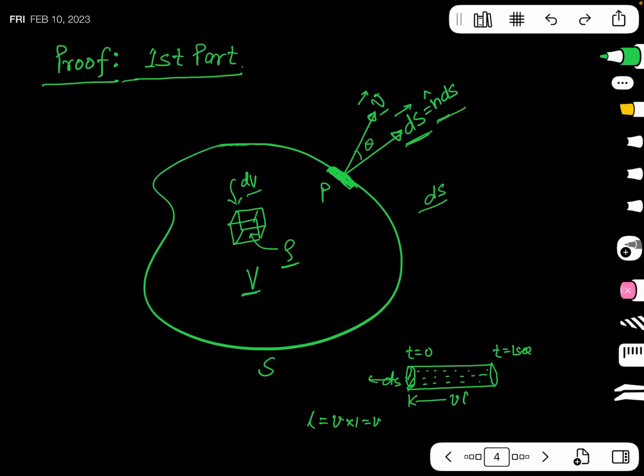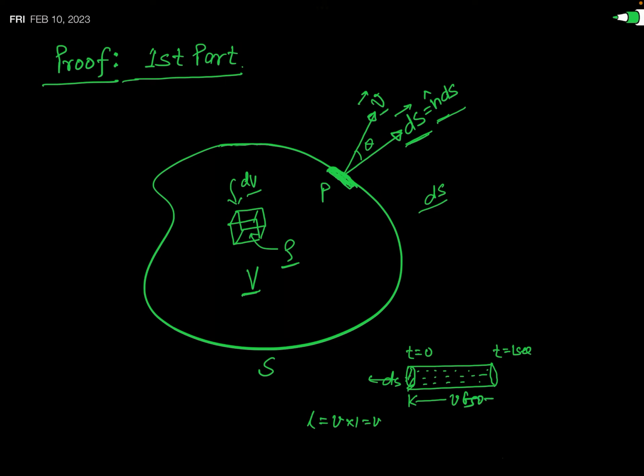This is v cos theta. Okay. Or if you take the component of this area vector along the velocity, that will be ds cos theta. So you can say that the length of this cylinder described by the phase point in 1 second in the direction of the area vector is v cos theta. Okay. So what will be the volume of this cylinder?